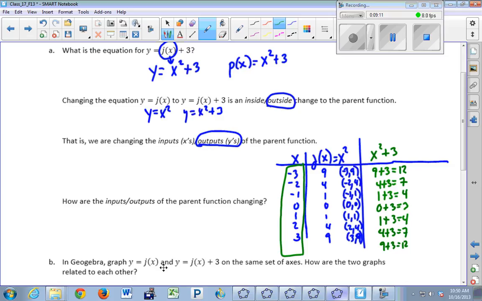So what if I were to graph this, what would my ordered pairs look like? Well, they would be all of my original x values. So -3, -2, -1, 0, 1, 2, and 3. And what did we say happened to all of our y values or our output? What happened to all of our output values when we compare 9 to 12, 4 to 7, 1 to 4? What's happened to our outputs? I've added 3 to all of them, right? So now I get 12, 7, 4, 3, 4, 7, and 12.